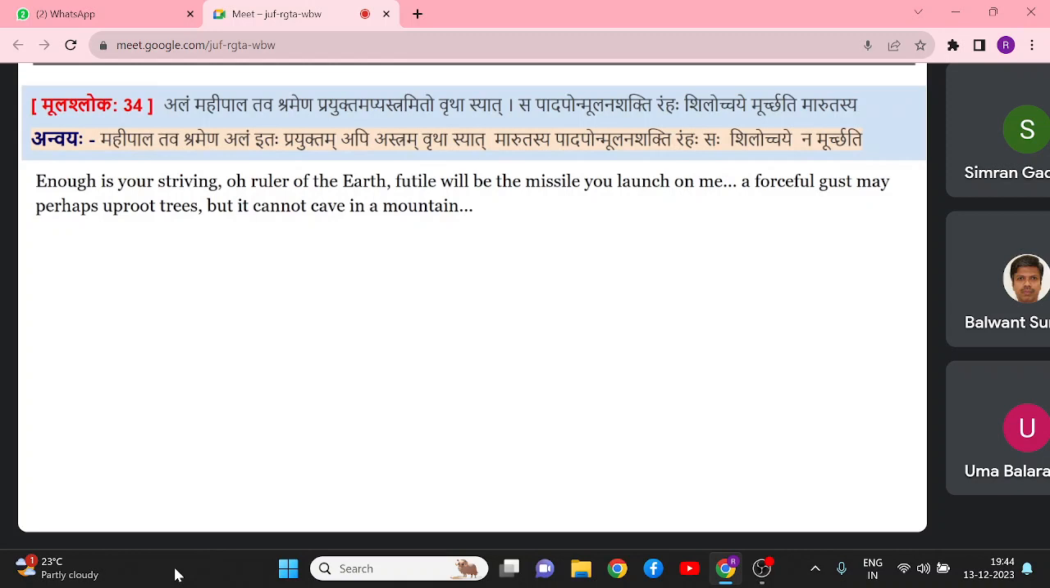Balwant Surti Mahodaya, will you do it? Yeah, 58, is it? Yes, 58. Okay. And I had one question. In this, there is the particular statement that his arrow will be futile, and it is supported by a general statement, forceful gust of wind. So is that an Arthantaranyasa? Yes, it is. Arthantaranyasa. So this is an alankar of that type. Yes, okay. So mine is 58. Yours is 58, yes. Okay, thank you. And anybody else?